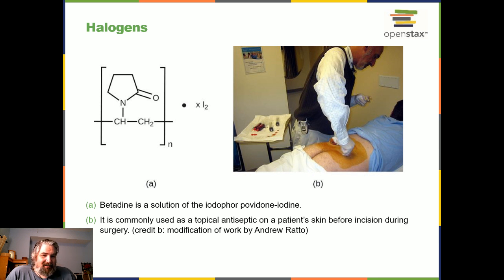So the iodine is a slow release. It will oxidize cellular components. That's its mechanism of action: it'll attack things like sulfur-containing amino acids, nucleotides, and fatty acids. This complex allows for the iodine to be released slowly.